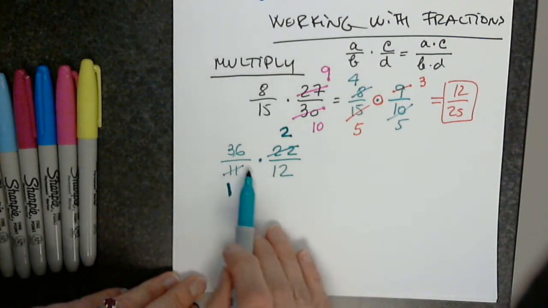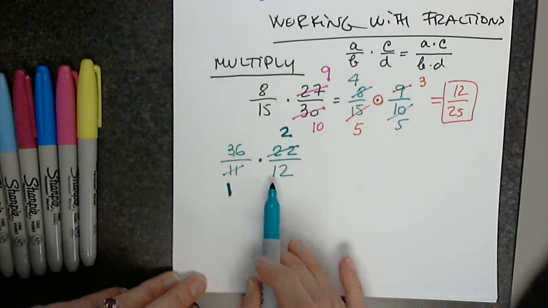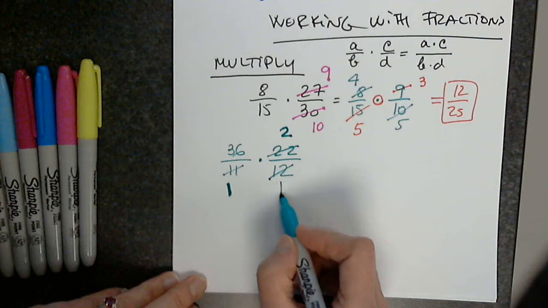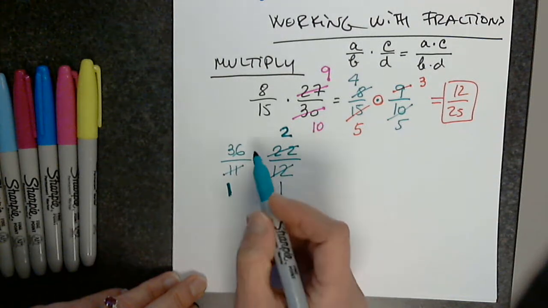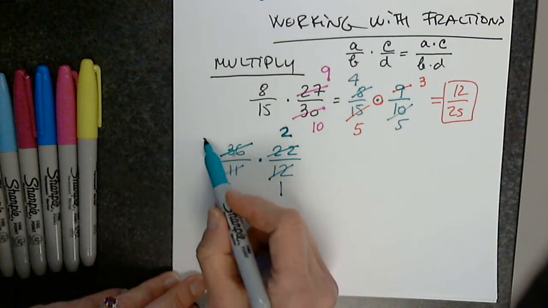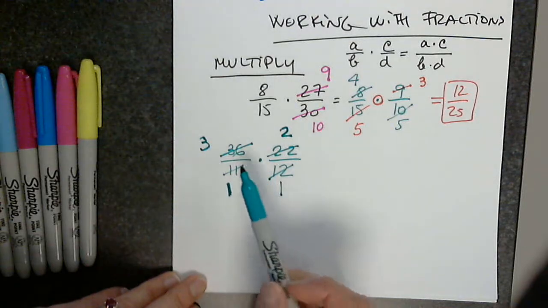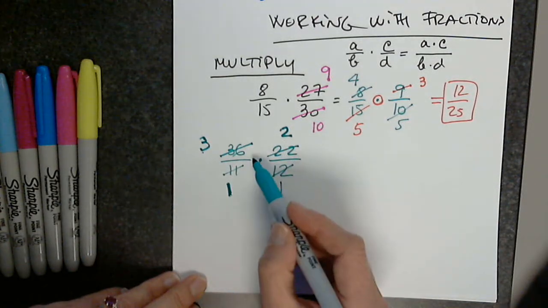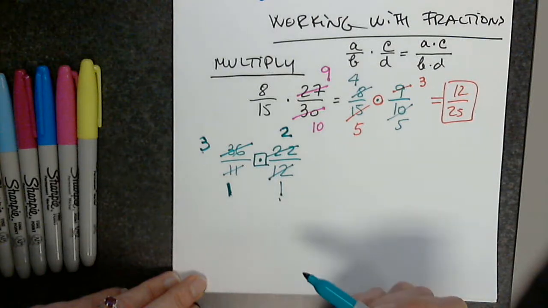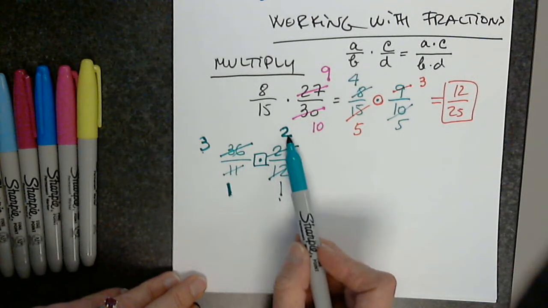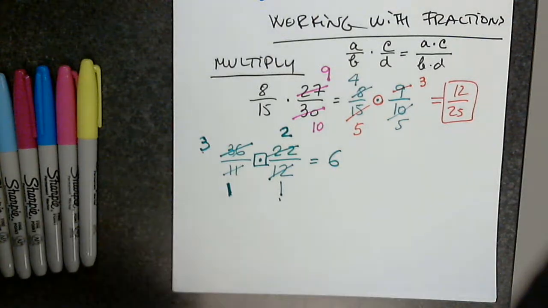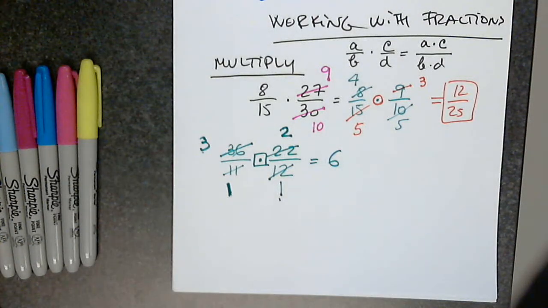Now I look at 36 and 12. You can do it step by step, but divide 12 by 12 and I get 1. And 36 by 12 and I get 3. What is left? 3 and 2 at the top and 1 and 1 at the bottom. But don't forget, we are multiplying. So 3 times 2, 1 times 1. So the answer is 6. Yes. Are we okay?